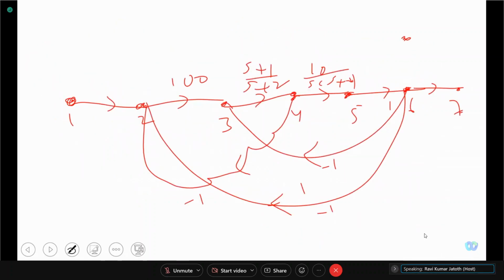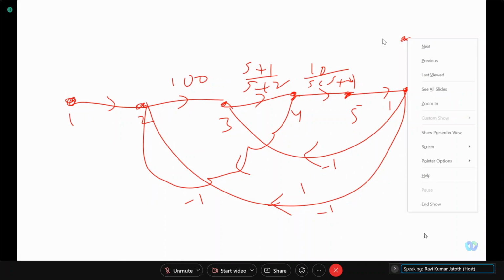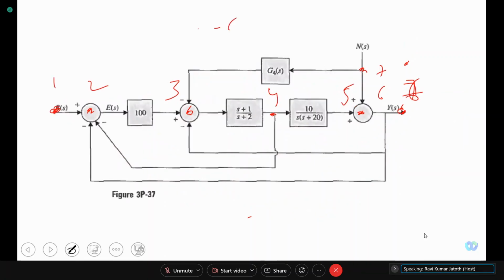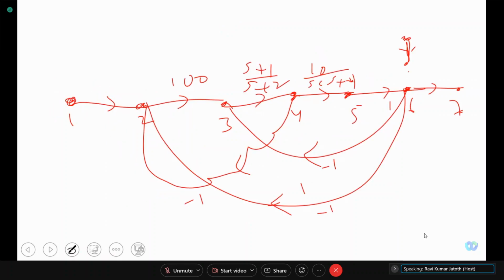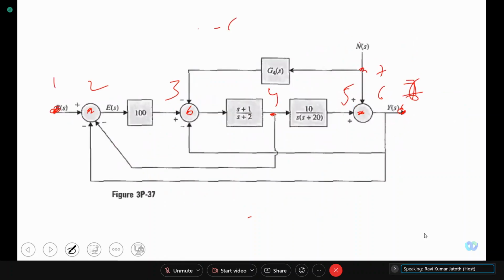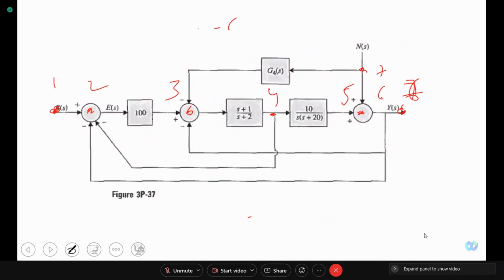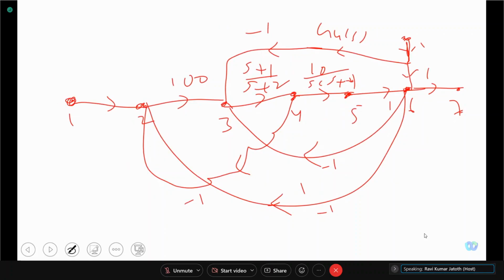And here there is one more loop, that is N of s. So N is also one more signal, so that can be considered here as one node. This is N, noise. So it is considered one more node. From here, there is G4 of s. So from this point to the third node there is minus G4. Here to here gain is 1, from here to here gain is 1, from here the gain is 7. So this is the signal flow graph of the given block diagram.